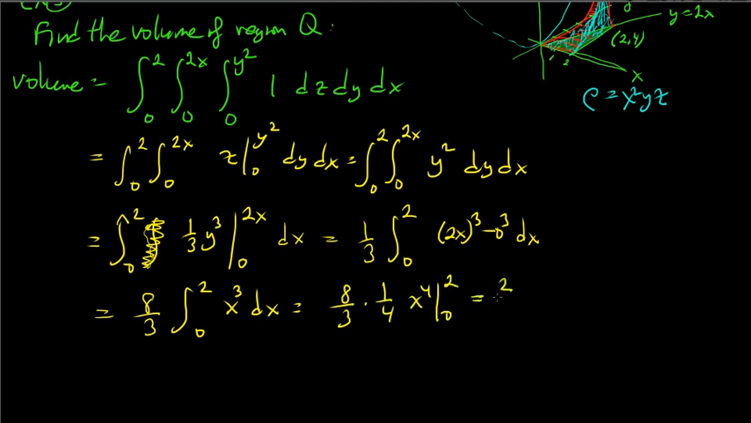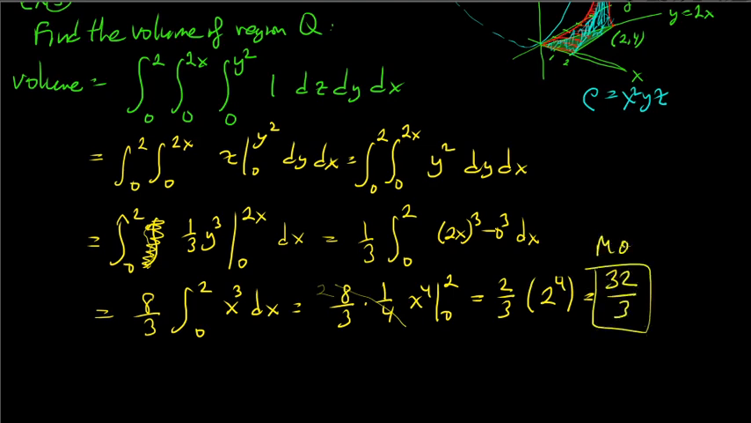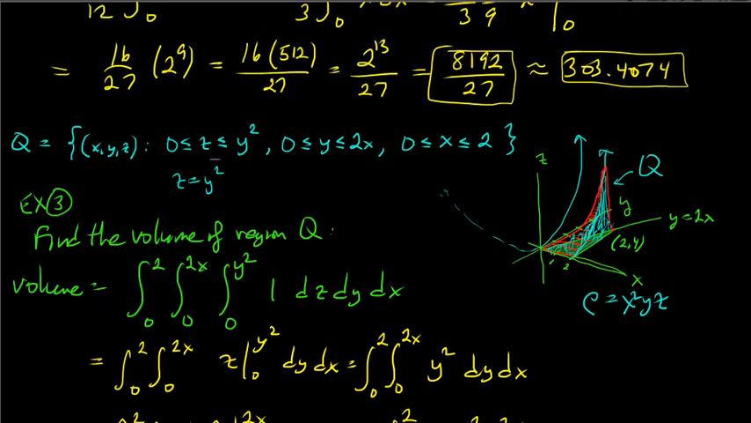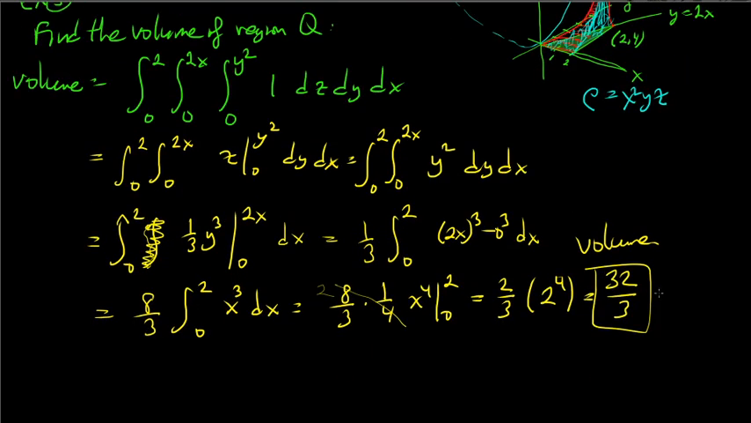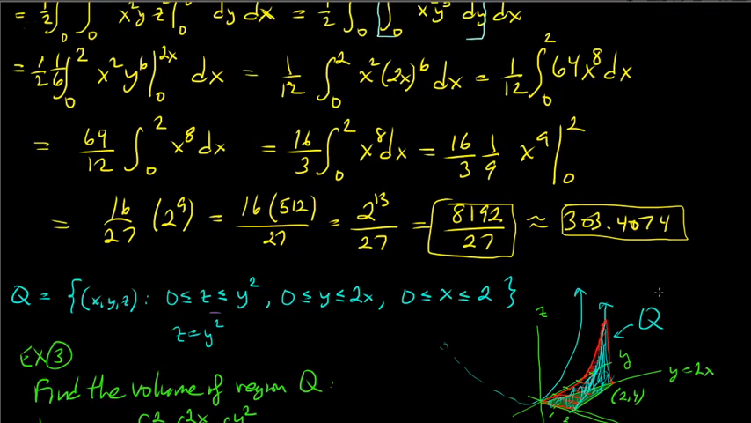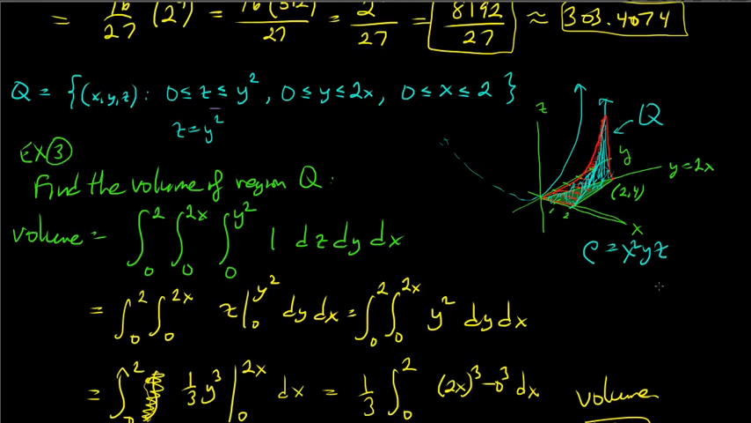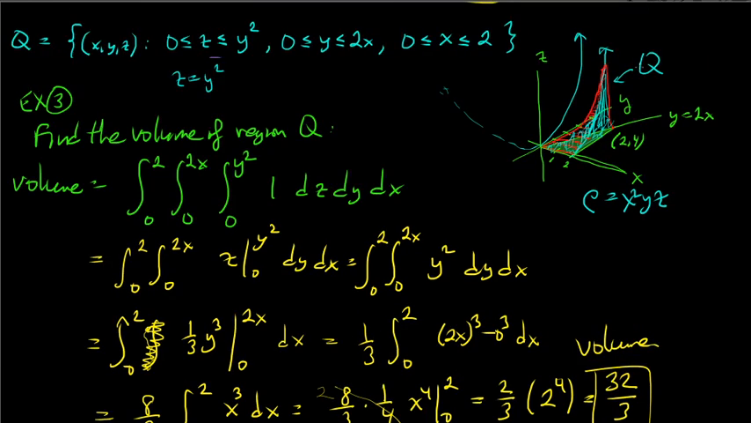Okay, so 8 over 4, so we get 2 over 3, times 2 to the 4th power. 2 to the 4th is 16. So 16 times 2 is 32 over 3. Okay, so that's, oh, sorry, that's not the mass. That's the volume. That's the volume, right? This is the mass, the 8192 over 27. Okay, so there you go. That's just the volume of the region Q here, volume of Q.